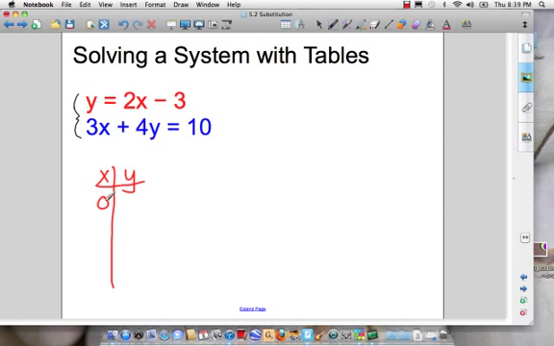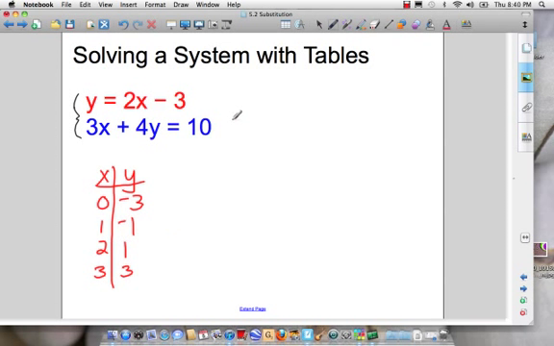If x is 0, plug in a 0, I get 2 times 0, that's 0, minus 3, negative 3. And if I plug in a 1, 2 times 1 is 2, and 2 minus 3 is negative 1. If I plug in a 2, I get 2 times 2 is 4, 4 minus 3 is 1. If I plug in a 3, at this point you might just follow the pattern. You're starting at negative 3, and you go up 2 each time. So this is going to be 3.